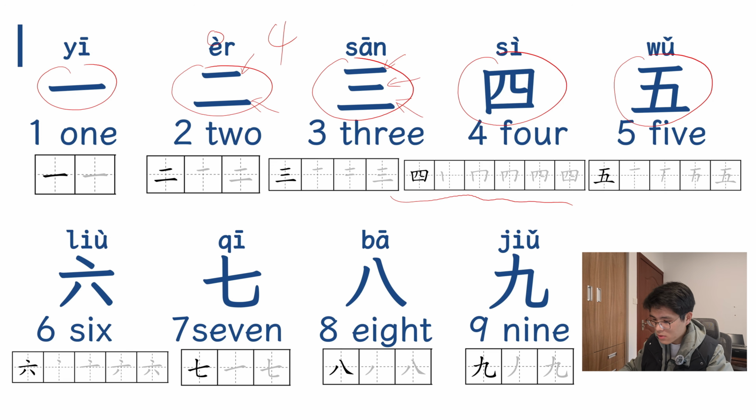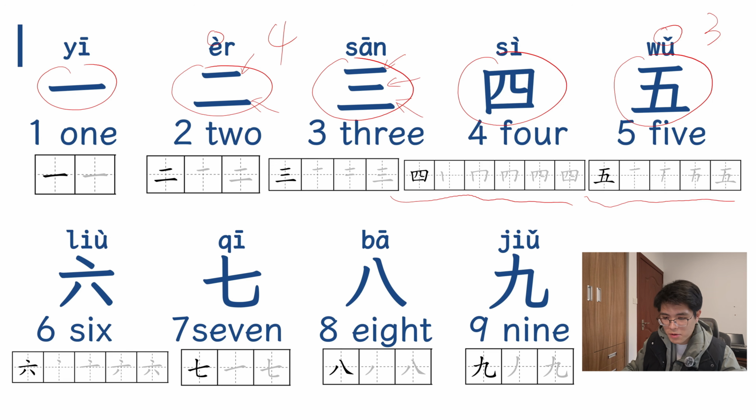And this word is 五. Pronounced with the third tone. So go down and then go up. You can read after me. 五. You can write it with this stroke order.